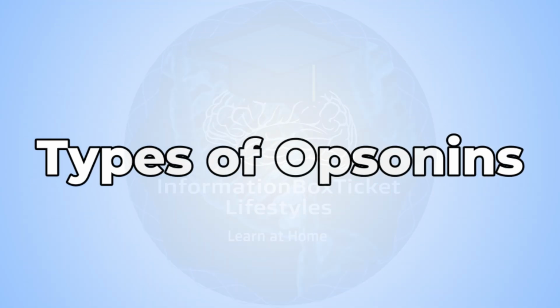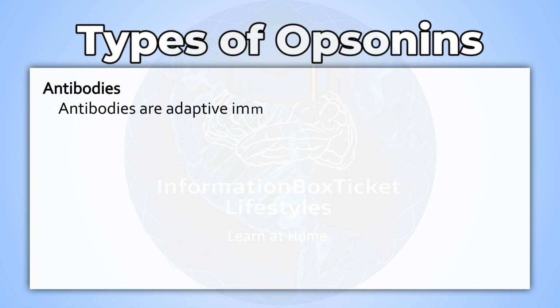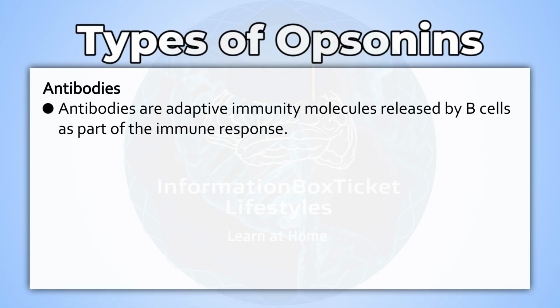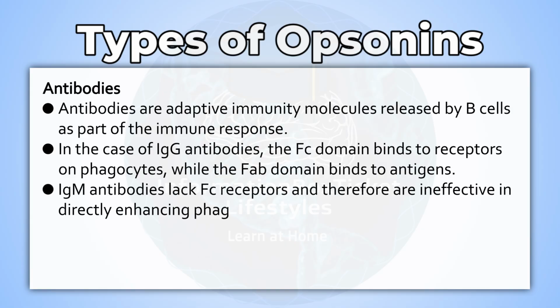Types of opsonins. Antibodies. Antibodies are adaptive immunity molecules released by B cells as part of the immune response. In the case of immunoglobulin G antibodies, the Fc domain binds to receptors on phagocytes, while the Fab domain binds to antigens. Immunoglobulin M antibodies lack Fc receptors, and therefore are ineffective in directly enhancing phagocytosis.